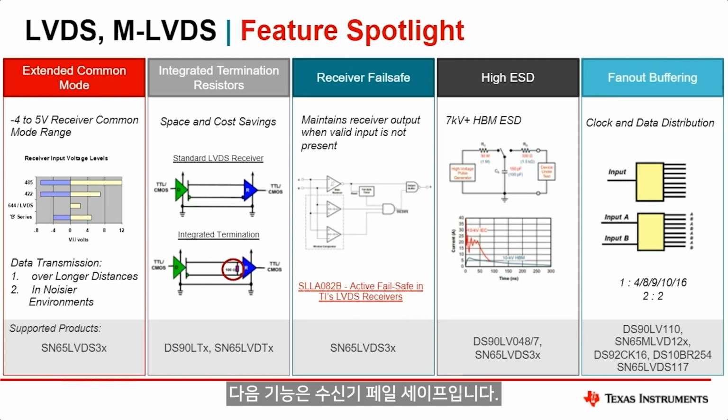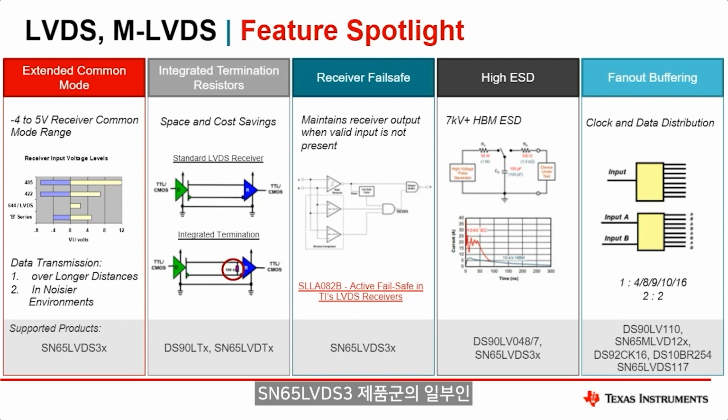The next feature is receiver failsafes. So there are 3 ways to implement failsafe. The first one is just externally biasing the LVDS inputs to a receiver with a biasing network. And then we have a couple ways that it's integrated into the receiver. And this essentially will allow the receiver to have a known output when either the receiver is disconnected or the driver is disconnected in those unknown states.